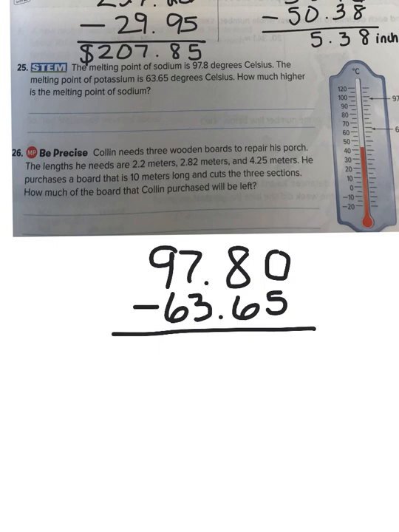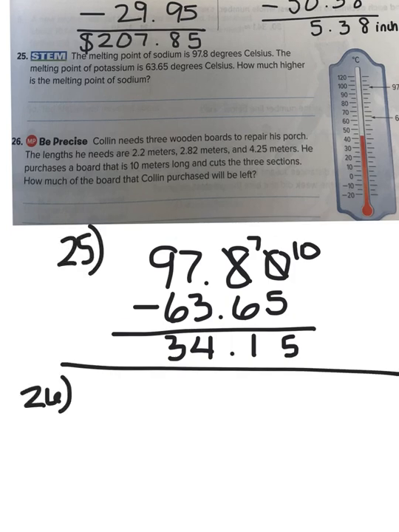Since we can't take 5 away from 0, we need to borrow from the 8. So we can take 5 away from 10, leaving us with 5. And 7 minus 6 gives us 1. 7 minus 3 will give us 4. And 9 minus 6 will give us 3. We bring down our decimal place. We get 34.15 degrees Celsius.